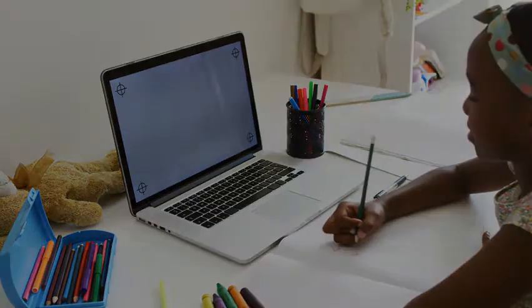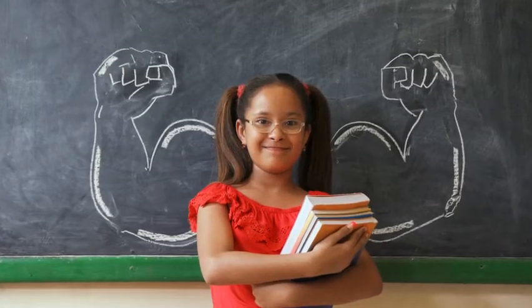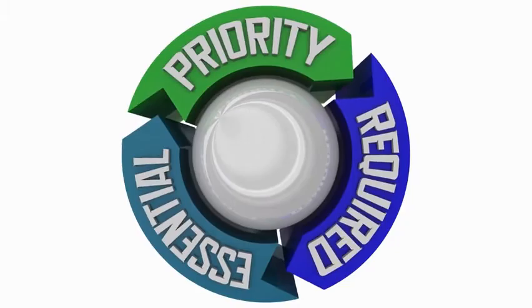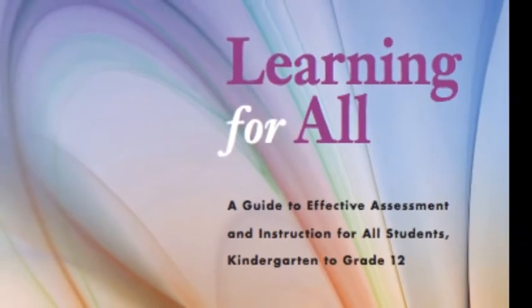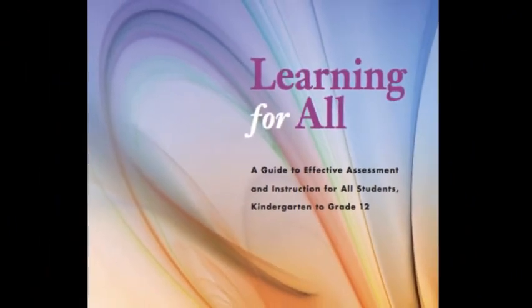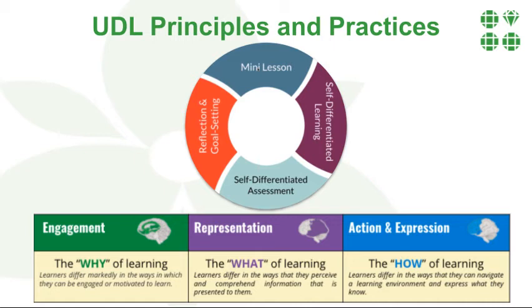UDL experiences are by design inclusive, responsive, and inquiry-based, often framed through a social justice stance. UDL is essential in the FSL classroom. Learning for All, a guide to effective assessment and instruction for all students, maintains that universal design and differentiated instruction are an effective and interconnected means of meeting the learning or productivity needs of all learners.